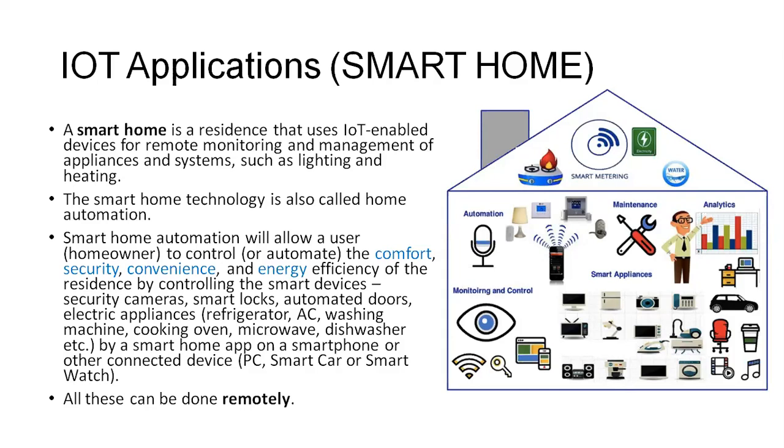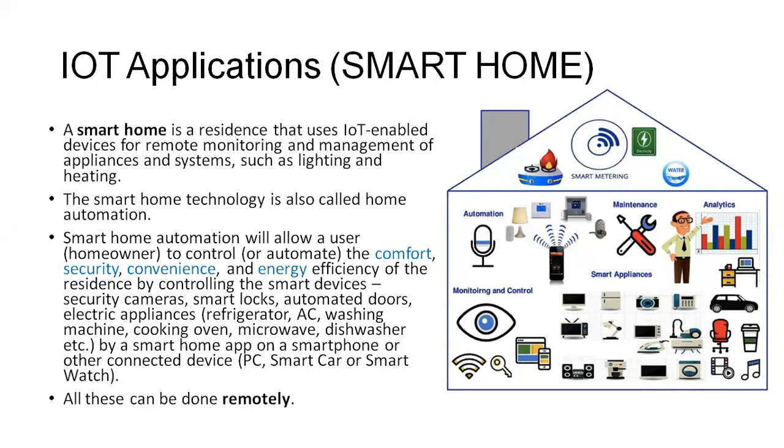A smart home automation system will allow a user or the homeowner to control the comfort, security, convenience, and energy efficiency of the residence by controlling the smart devices. Just like security cameras, smart locks, automated doors, electric appliances, refrigerator, AC, washing machines, cooking ovens, microwave, dishwasher, by a smart home app on a smartphone, home or other connected devices. So via your application or a mobile, you can control many things in your home or house.